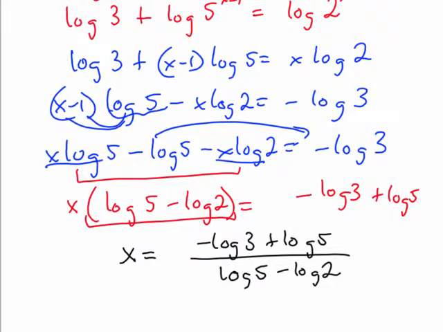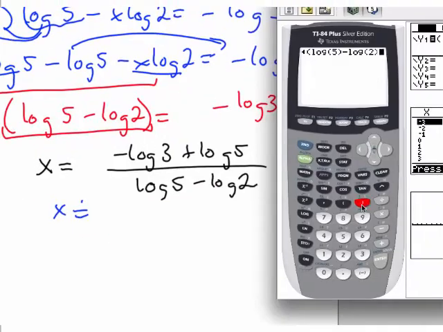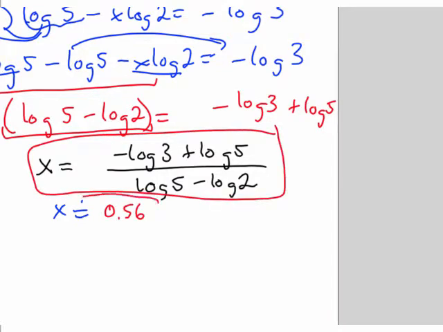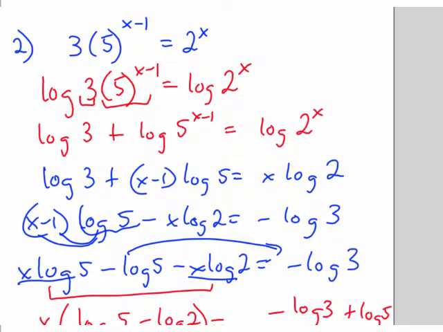And that is some nasty number, so I am going to use my calculator to find the value of that. It's approximately 0.56. So this is my exact value, this is my decimal approximation. So let's just roll back up and check our answer.